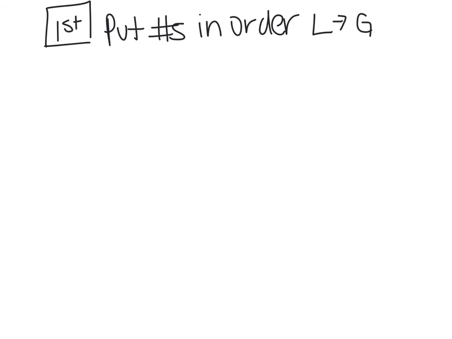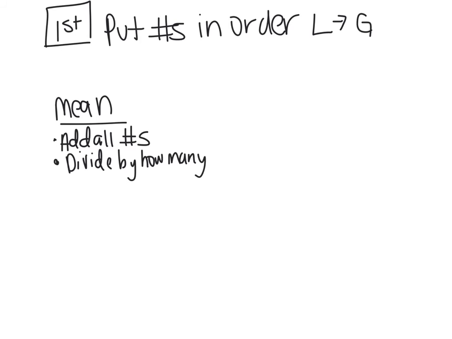So first, what we did is put the numbers in order least to greatest. The mean is the average of those numbers. So I add the numbers up, and then I divide by how many numbers there are. And that gives us the mean, which is what you normally refer to as the average.